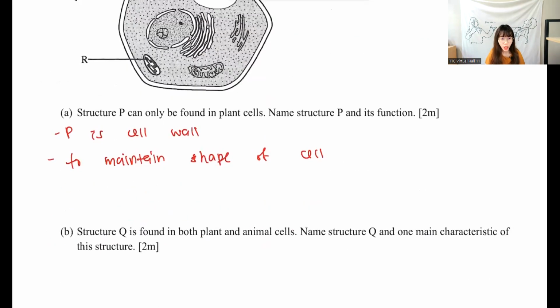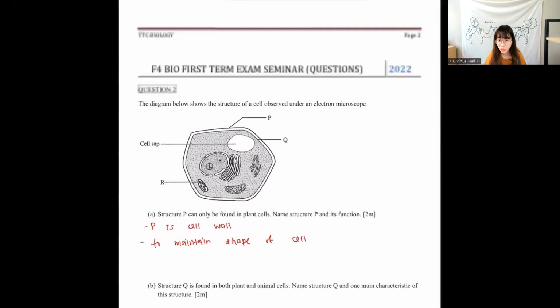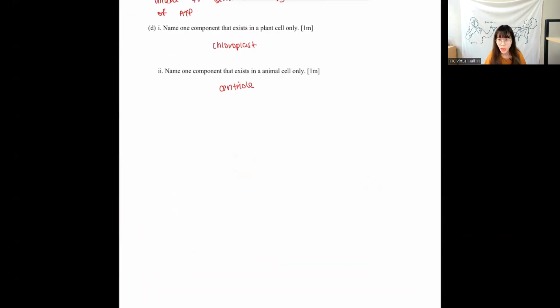Next, we have structure Q is found on both plant and animal cell. Name structure Q and name one characteristic for this structure. So we have to name the characteristic. You can talk about function, but you have to name the characteristic first. Is it this one? So your answer is plasma membrane, right?